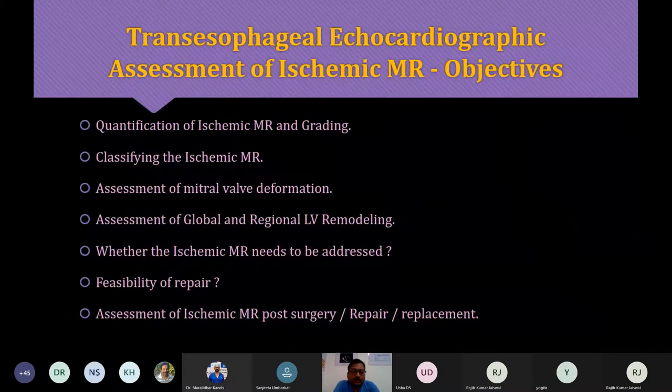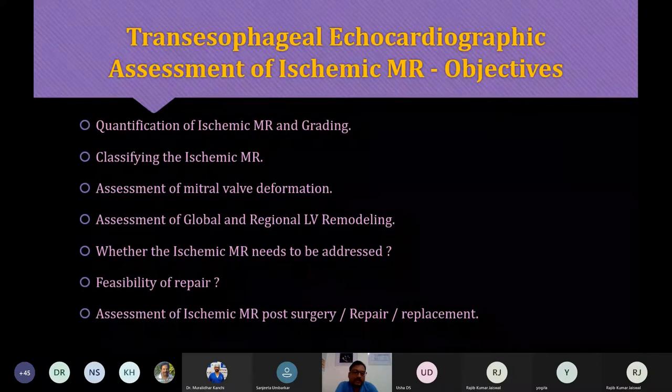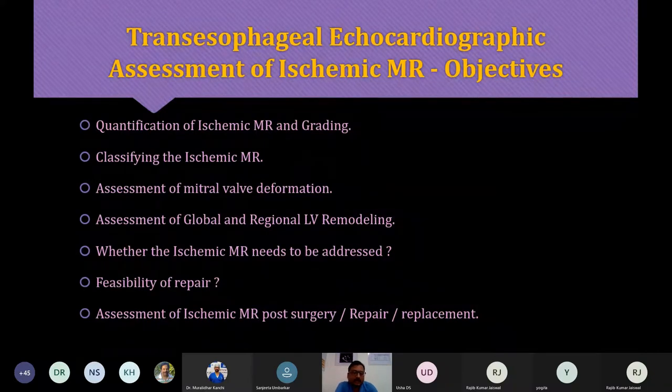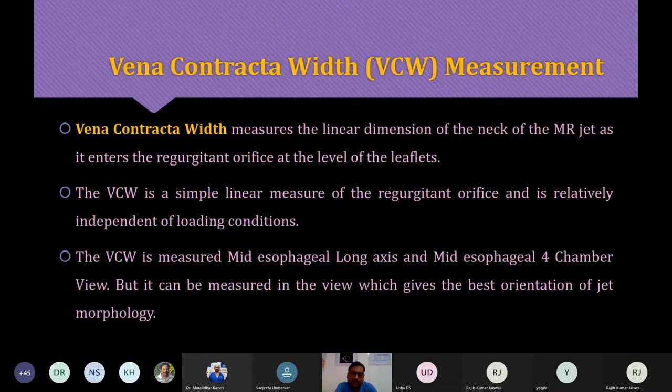Coming to the assessment, the goals of assessment are quantification and grading of the ischemic MR, assessment of the mitral valve deformation, assessment of global and regional LV remodeling, whether the ischemic MR needs to be addressed, feasibility of the repair, and assessment of ischemic MR post-surgery, that is after repair or replacement.